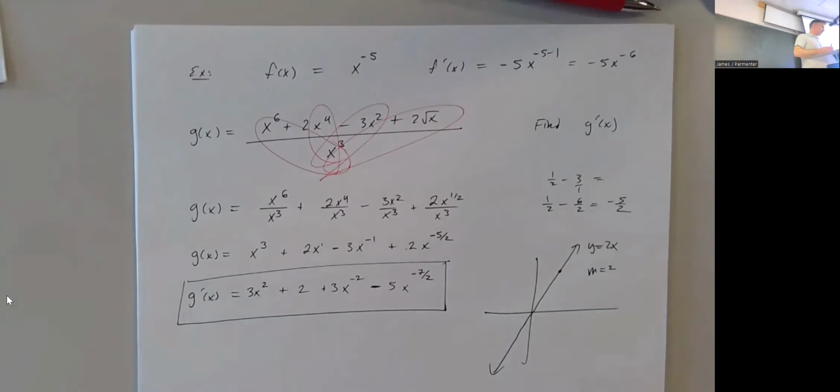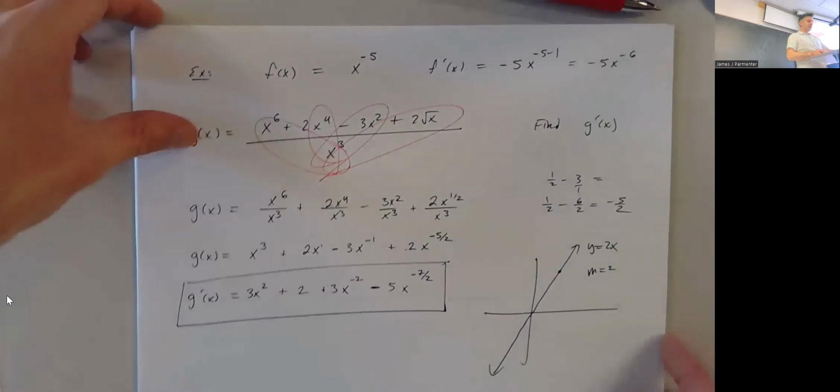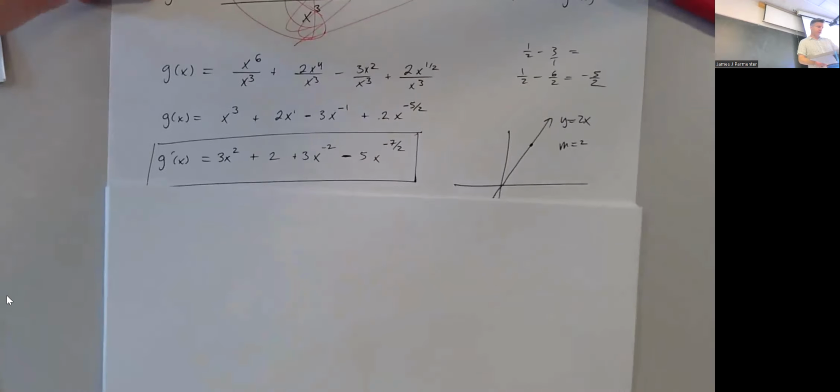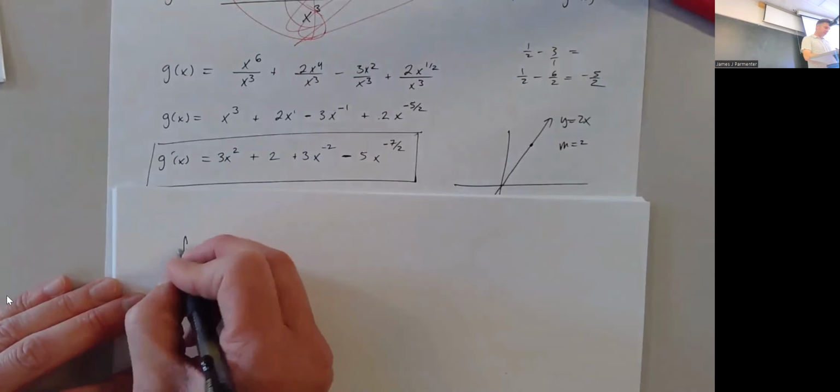Let's look at another here. So rule of thumb so far is if you can simplify the expression before differentiating, we probably should. Let's look at another example. So let's say we have this function.